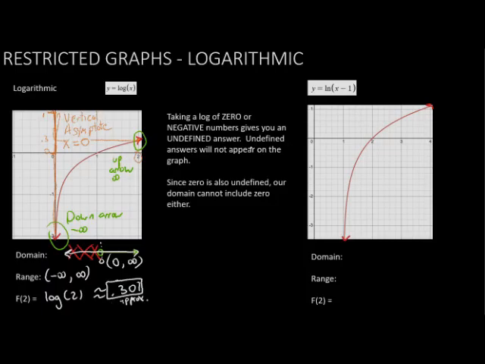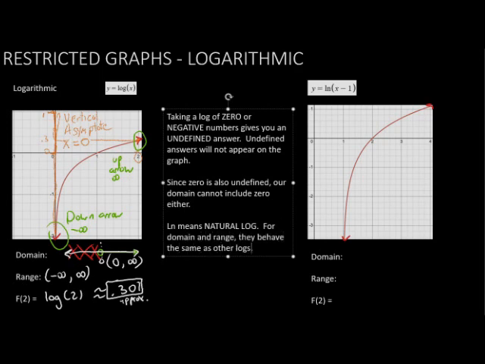Now we'll try another graph that says y equals ln of x minus 1. If you see the letters ln, that means natural log. Now, natural logs are a little bit more complicated, but for the purposes of domain and range, they behave the same as other logs. Again, this is something we'll explore more in a later unit.